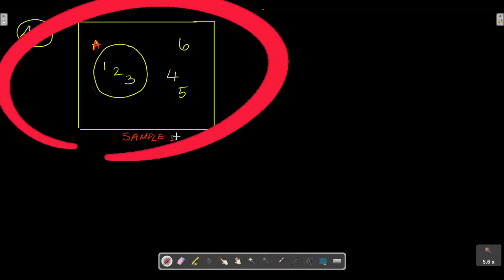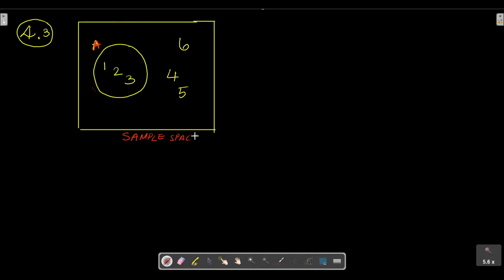This is called the sample space, but I'm not going to go into detail on this, guys, because this is actually done by pure mathematics learners. I'm just introducing you a bit so that you will be able to work with the complementary rule to help you determine the probability of something not happening. This rectangular region is called our sample space, and in our sample space, we've got 1, 2, 3, 4, 5, 6 numbers in total.